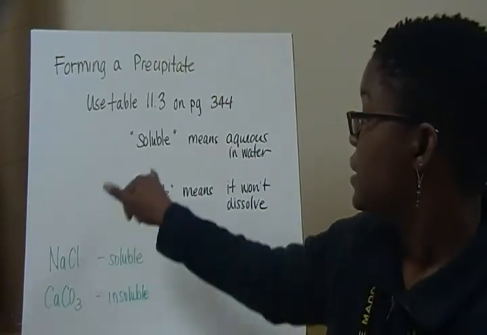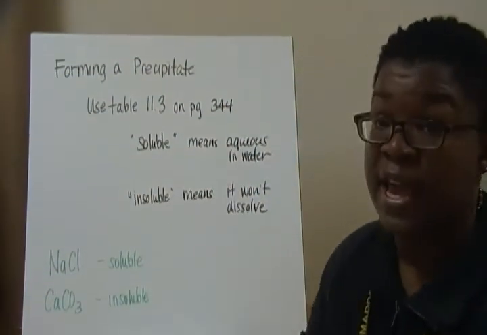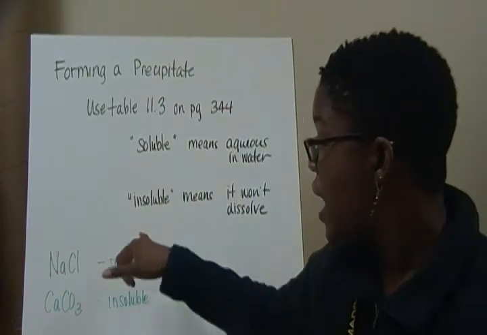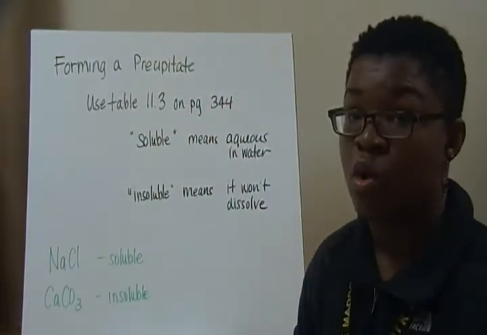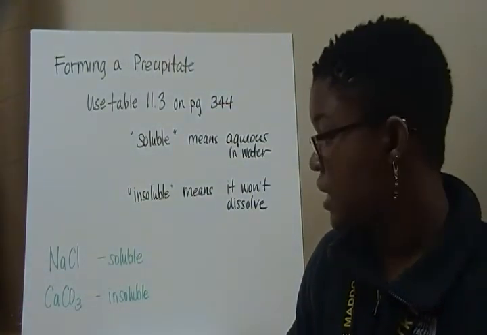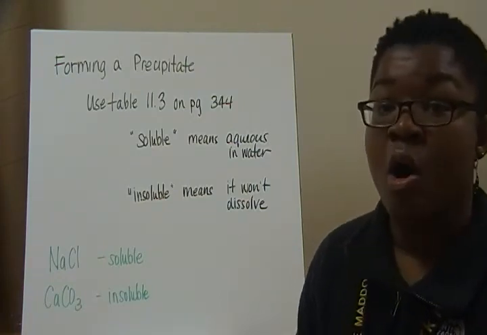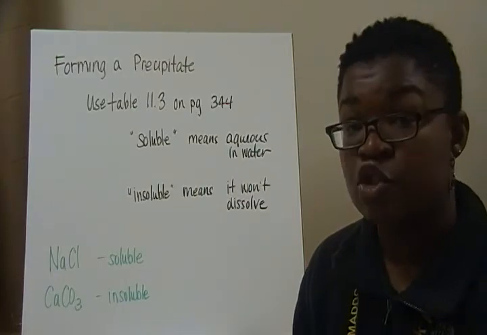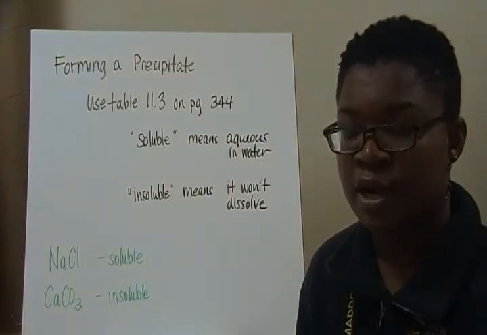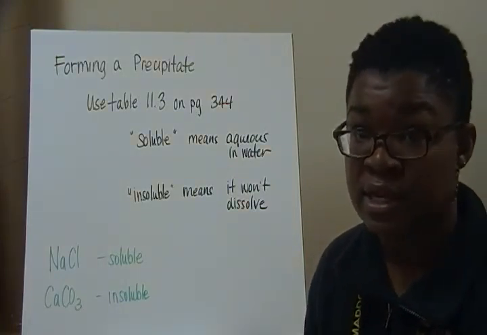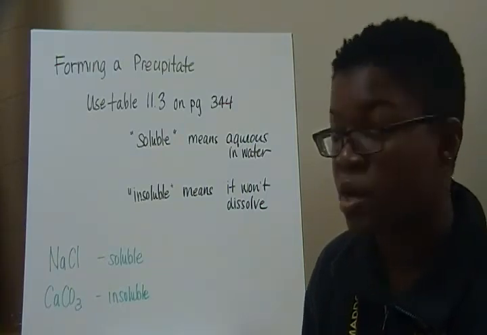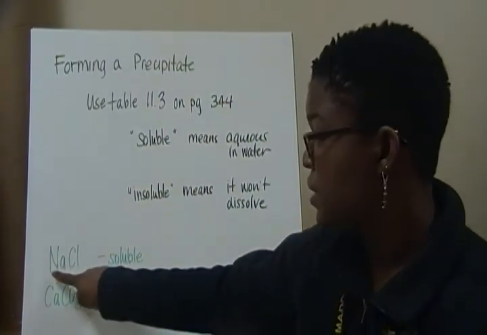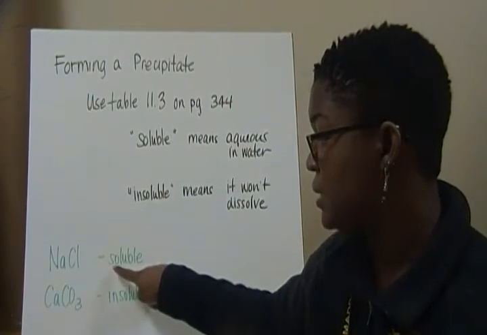But what you should know is that anything that says soluble means that it's aqueous in water, so it splits up in water. And anything that's insoluble means that it won't dissolve. So for instance, if you look at that table, you can see that all things from the first column of the elements, so if sodium, potassium, or lithium are in something, those things are always soluble. So soluble means that this is going to split up in Na plus and Cl minus.